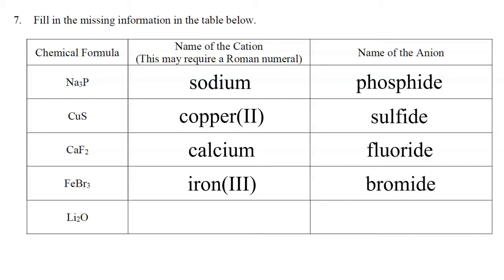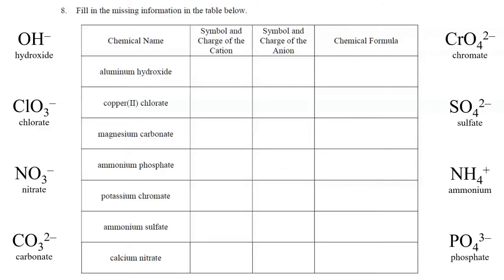So iron 3 bromide. Finally, we have lithium and oxygen. So it's going to be lithium, and then oxygen becomes oxide. So these are the chemical names for these 5 ionic compounds.